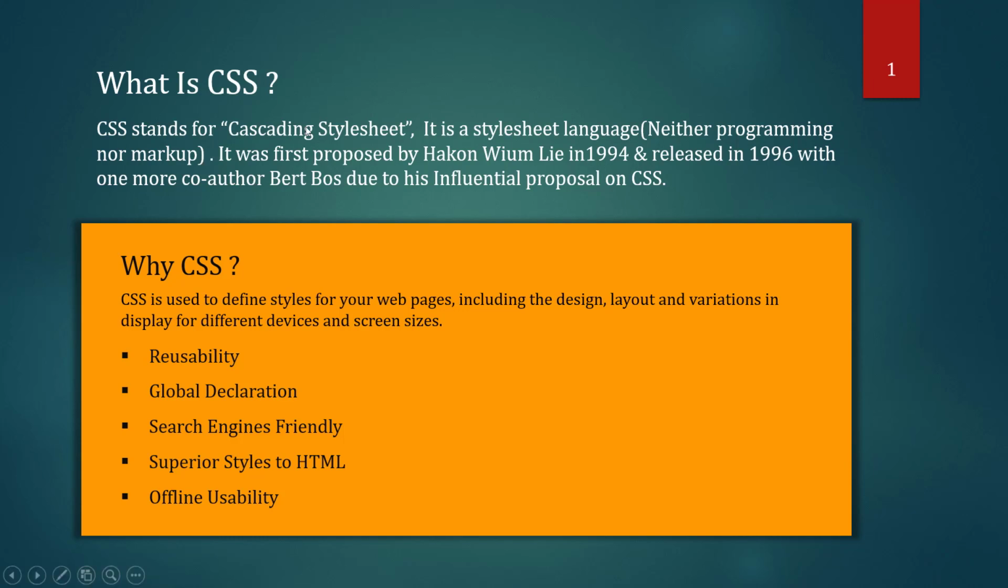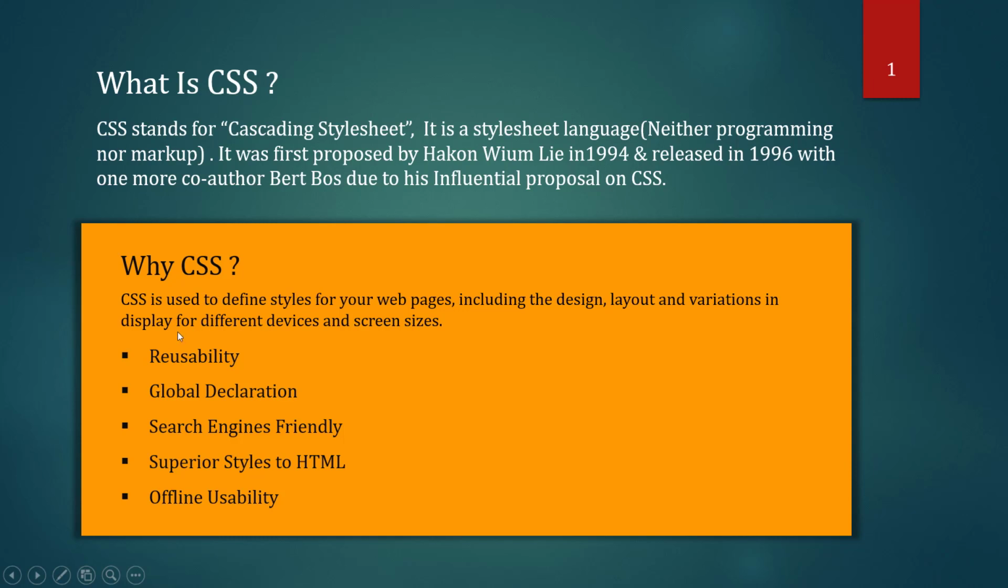Now, it was first proposed by Håkon Wium Lie in 1994 and released in 1996 with one more co-author, Bert Bos, due to his influential proposal on CSS. So we have two different authors of CSS, which was released in 1996. Now we will see why we need CSS.